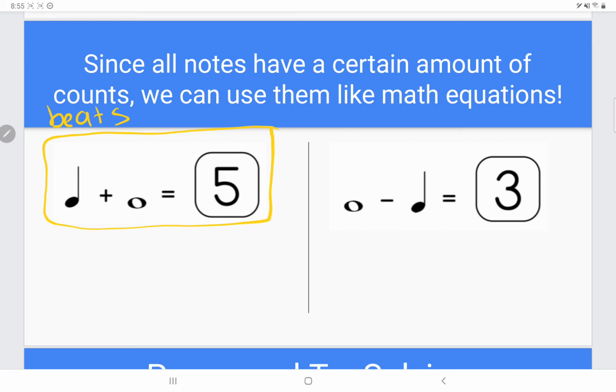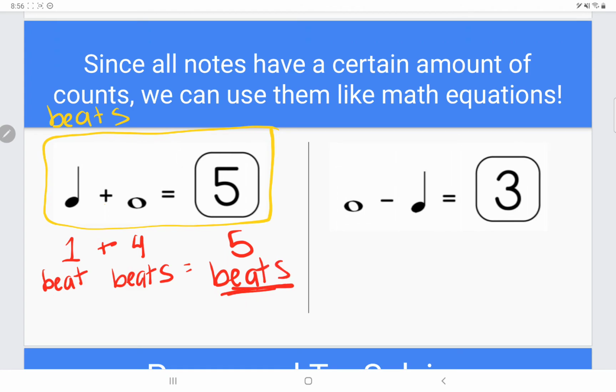So before we do anything, let's figure out what each of those is worth. My quarter note, if I'm looking at my notes that I wrote down, we know that my quarter note is equal to 1 beat. My whole note, that was my really, really big note that we just talked about, that was equal to 4 beats. Now, because I had 1 beat plus 4 beats, that's how this person got 5 beats. They should have written the word beats in there, so that's always really important. I'm actually going to write it right here next to it.